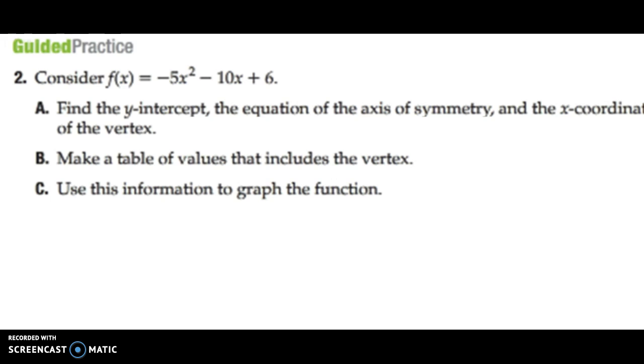Here's a guided practice problem. You have the quadratic equation, negative 5x squared minus 10x plus 6. So what I'd like you to do now is to find the y-intercept, axis of symmetry, and the vertex, then make your table of values, and then finally graph.